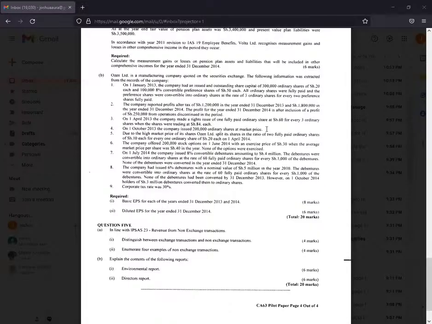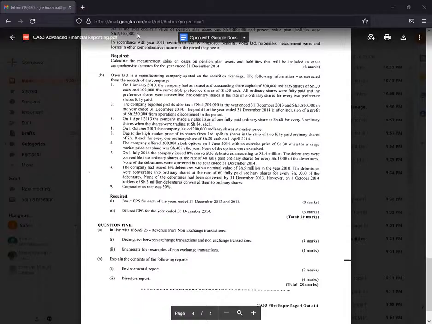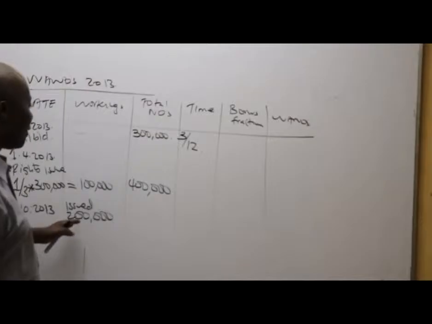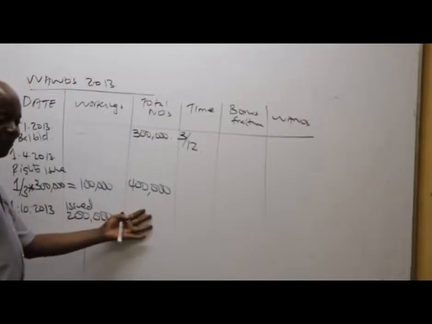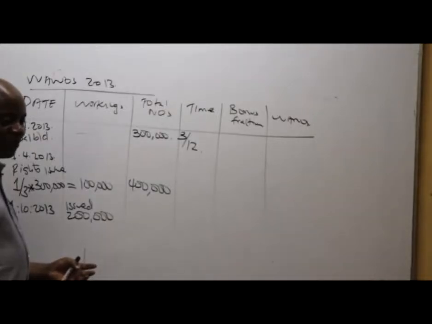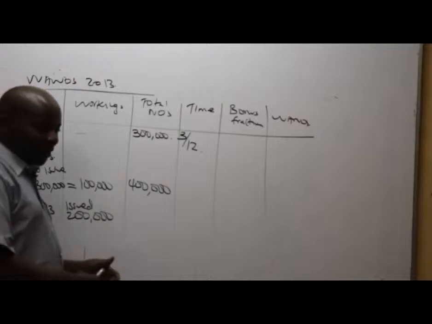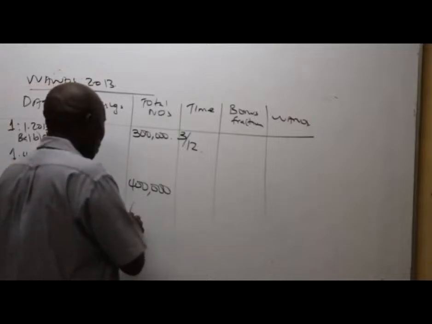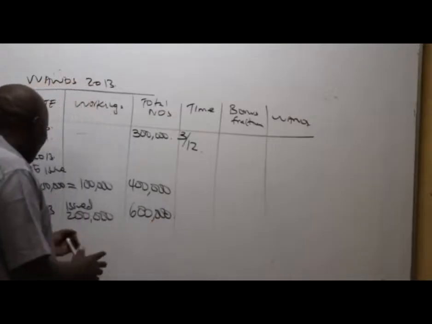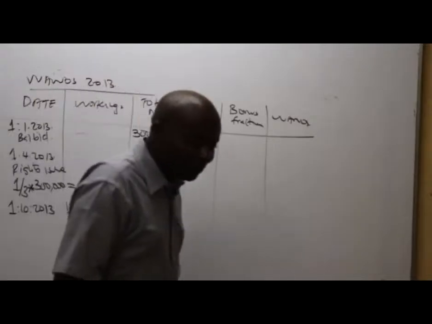This is a full market price. There's no problem, this is normal. So we issue 200,000. You simply recognize them. So how many shall we be having in total? 600,000. Apart from this transaction, do you want any other transaction?